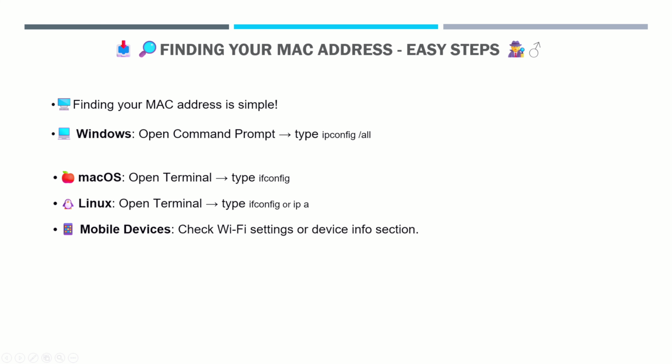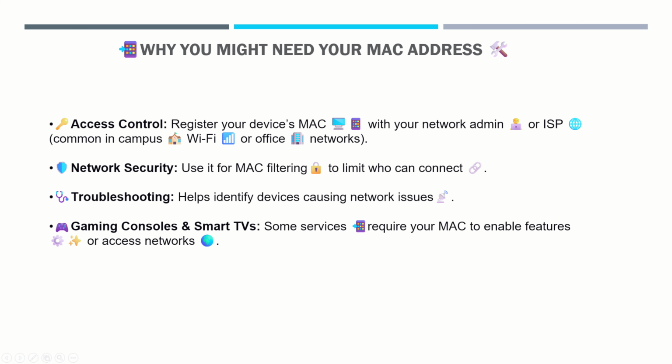Finding your MAC address. Finding your MAC address is relatively easy. On Windows, you can open the command prompt and type ipconfig /all. On macOS or Linux, you can open the terminal and type ifconfig or ip a. You'll see a list of network adapters, and each will have a corresponding MAC address, often labeled as physical address, Ethernet address, or hardware address. On mobile devices, the location of the MAC address varies, but it's usually found in the Wi-Fi settings or device information section.